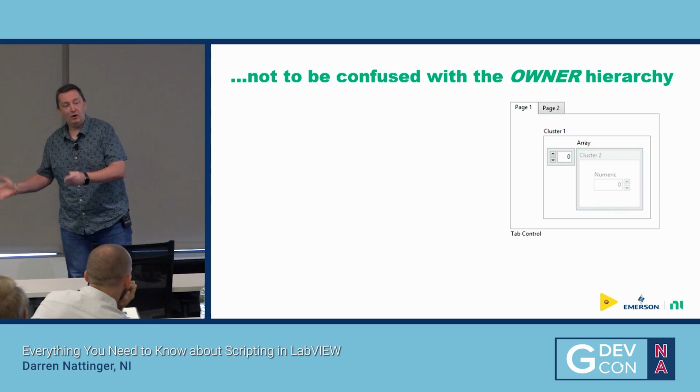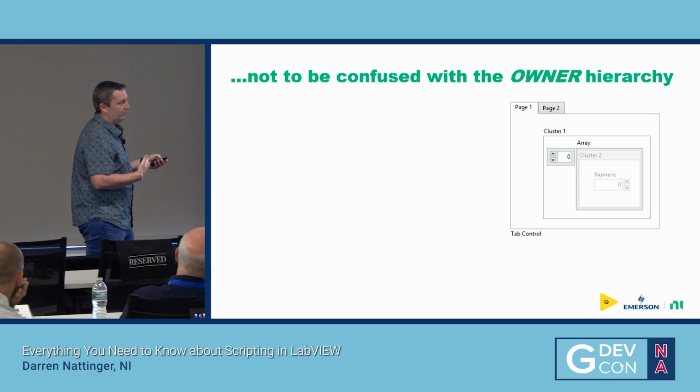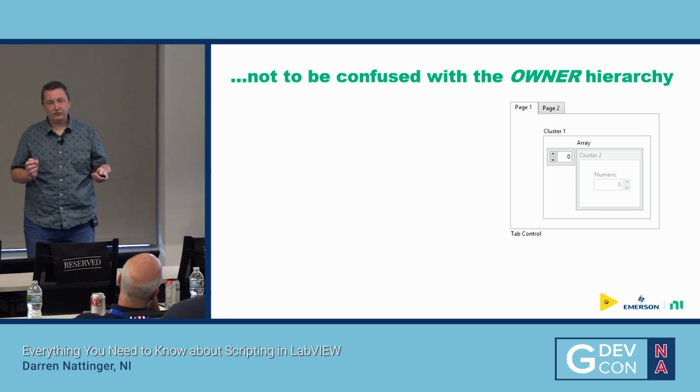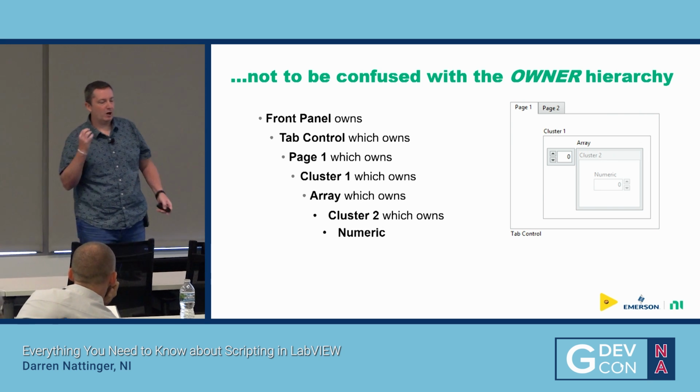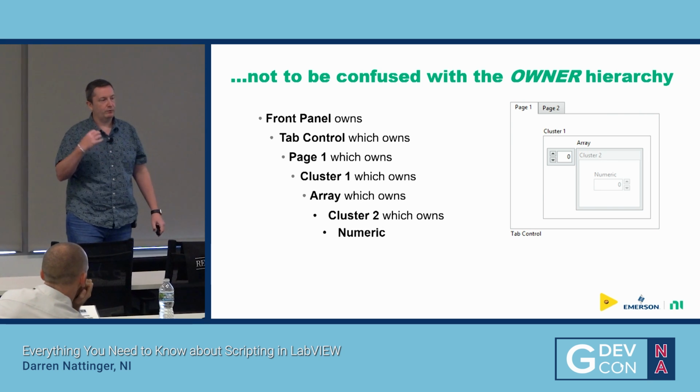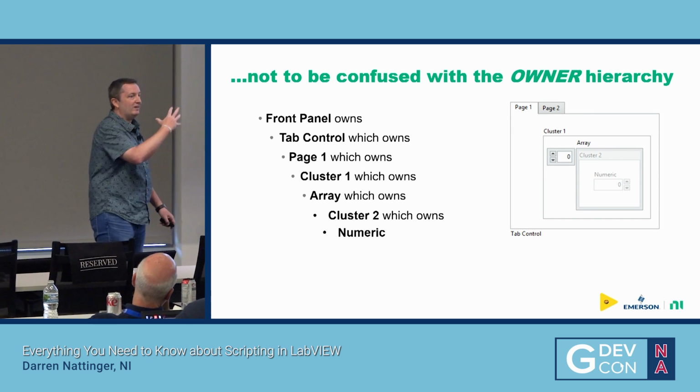Or are they referring to the owner hierarchy? Here we have a tab control sitting on a front panel that's got a bunch of nested stuff. In terms of the owner hierarchy, the tab owns the page, which owns the cluster, which owns the array, which owns the cluster, which owns the numeric. So this is the owner hierarchy.